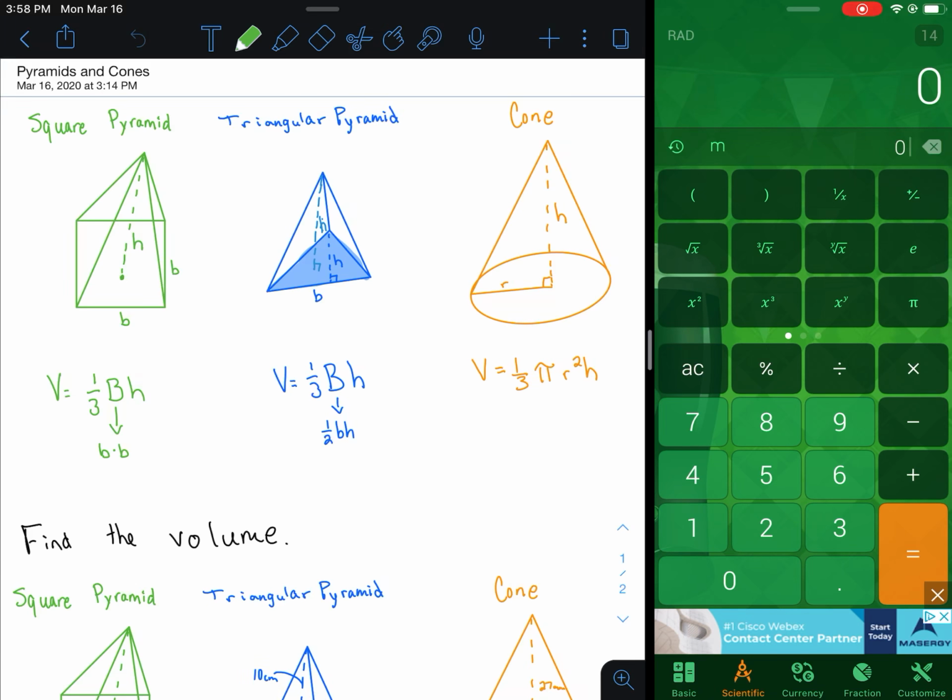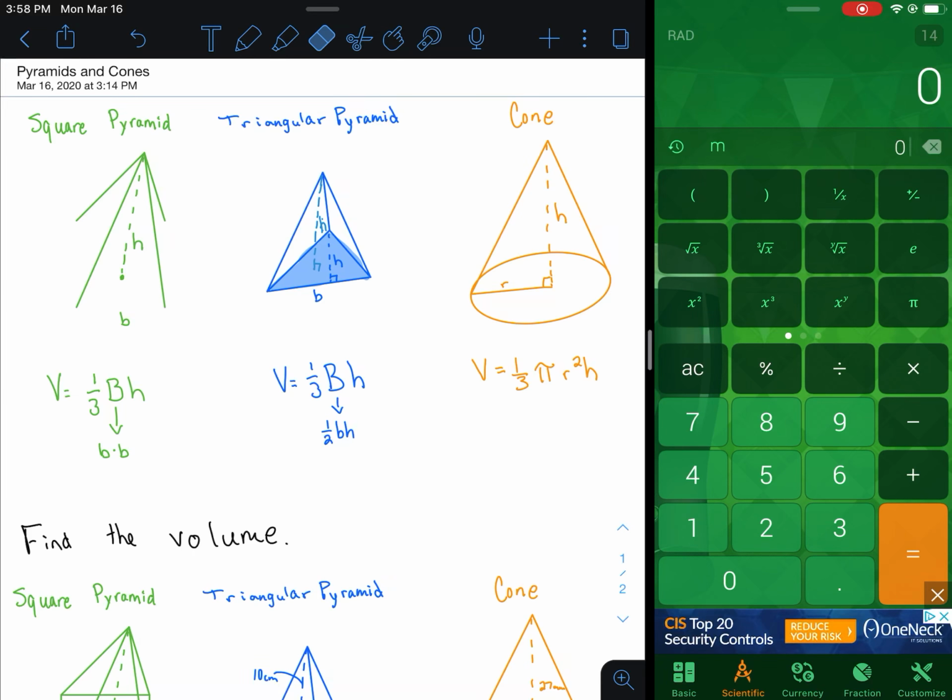When you're working with a square pyramid, the base is always a square. If you're working with a rectangular pyramid, it is a rectangle. We find the area of that base by length times width. I'm going to change that to length and width. Length times width. And then the triangular pyramid is 1/3 times base times height. Again, big B stands for the area of the base.